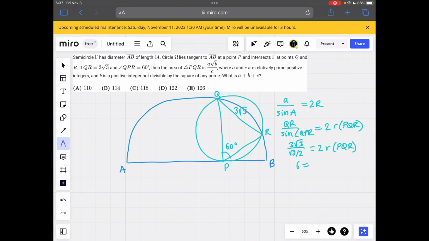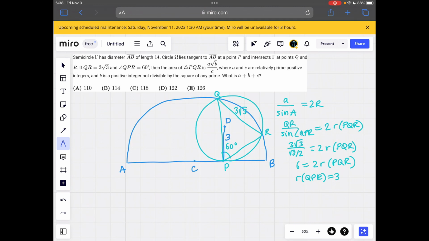So this is just 6 equals 2 times that radius. So the radius equals 3. So that's good to know that the radius is equal to 3. And we also know that the larger circle's radius is equal to 7. I'll call the centers of the circles C and D.